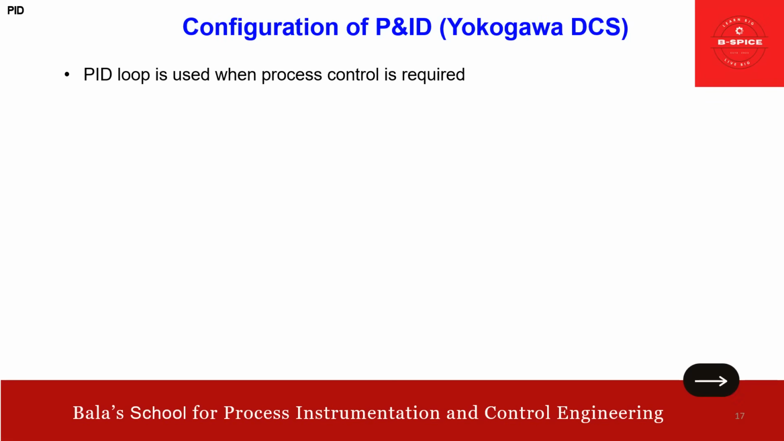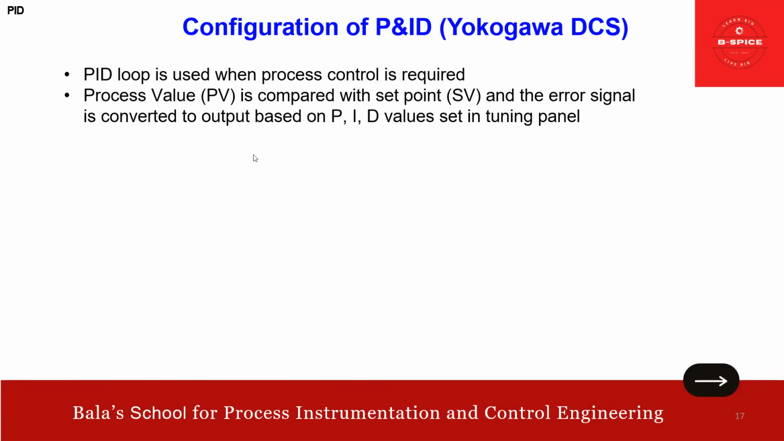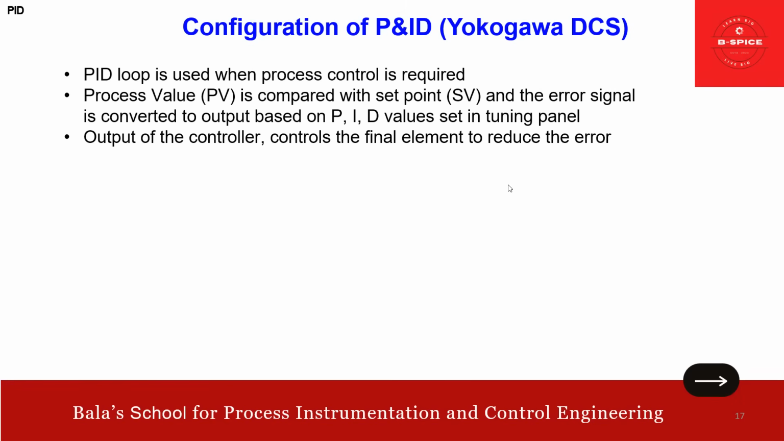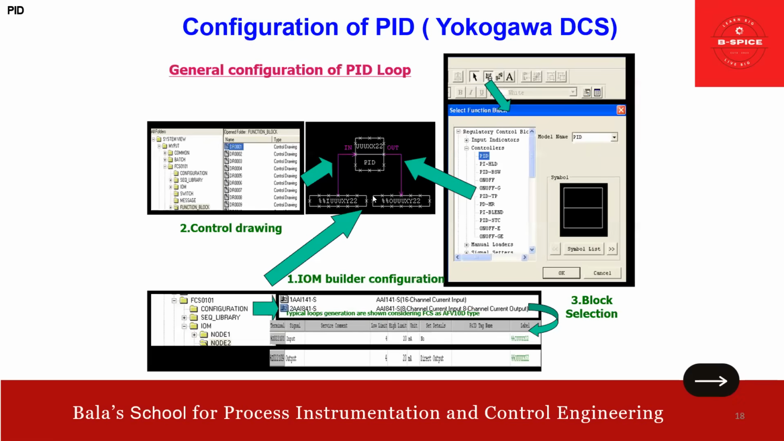Okay, this is our main intention of this session. As we know, a PID loop is used when process control is required, right? Here, the PV, the process variable, is compared with the set point, and the error signal is converted to an output based on the PID values set in the tuning panel. That is the point. The output of the controller controls the final element to reduce the error. So that's a bit of concept.